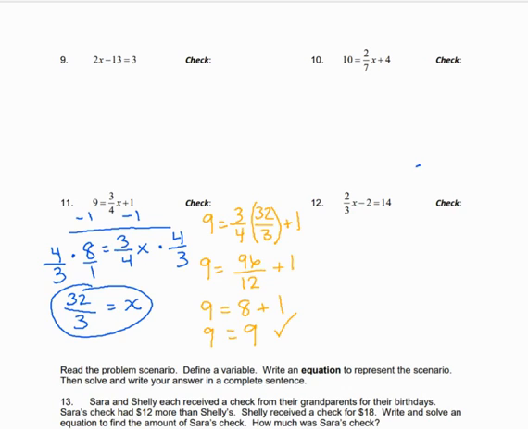So the first thing we're going to do on number 12, what's the first thing we're going to do on number 12? Add 2. Yes, good. Now we're left with 2/3 x equals 16. Here's your choice. We could either just multiply by 3, and then you'll have another step, which is totally fine to do, or we can use the reciprocal.